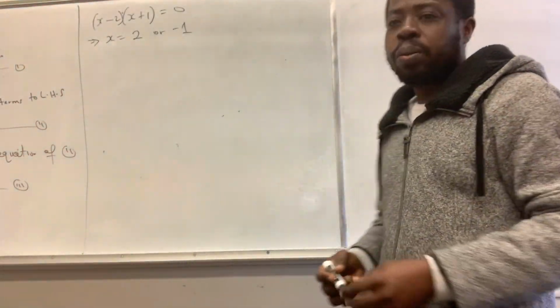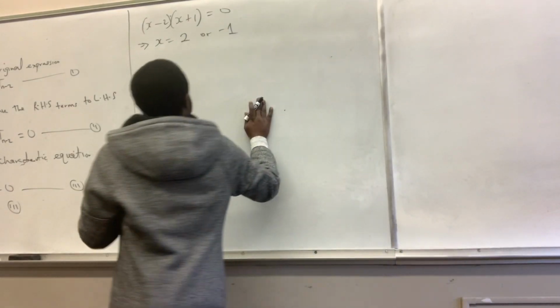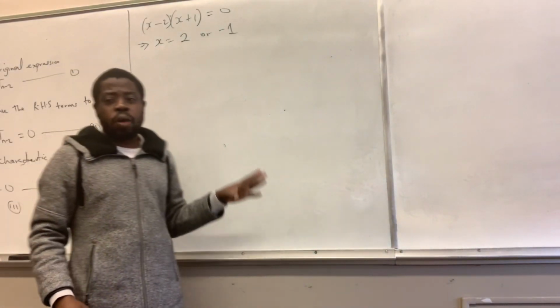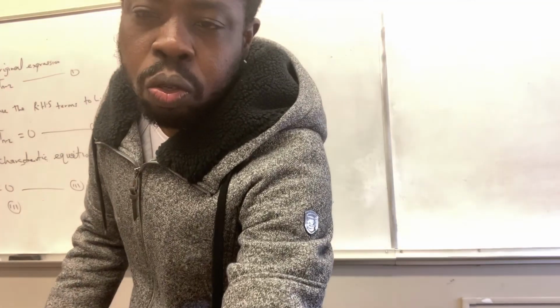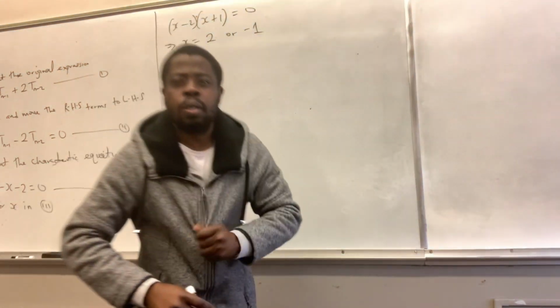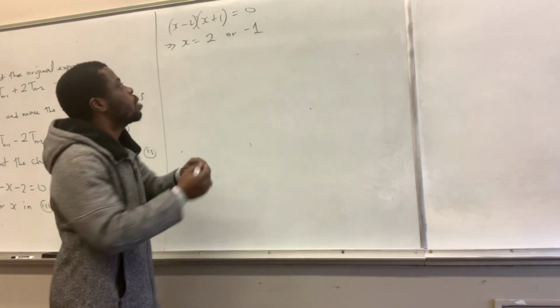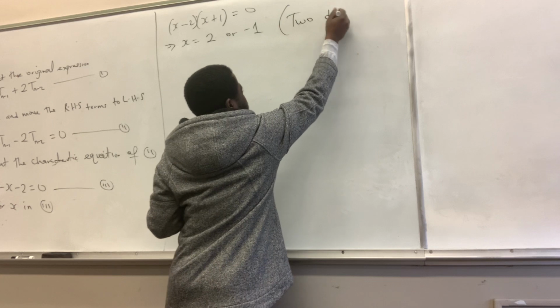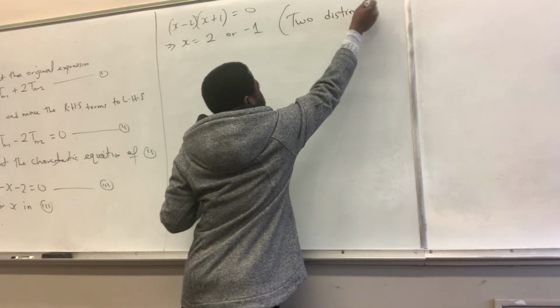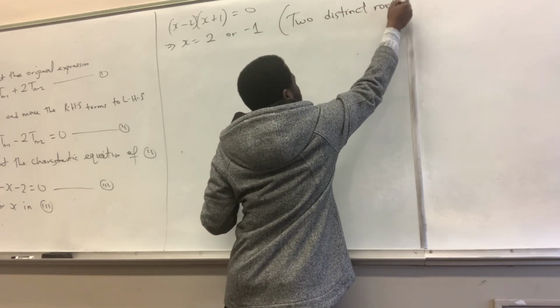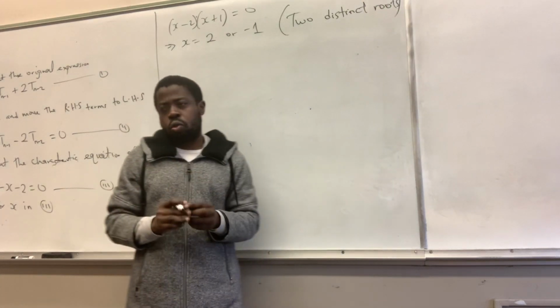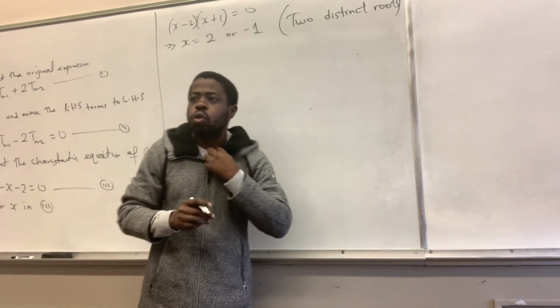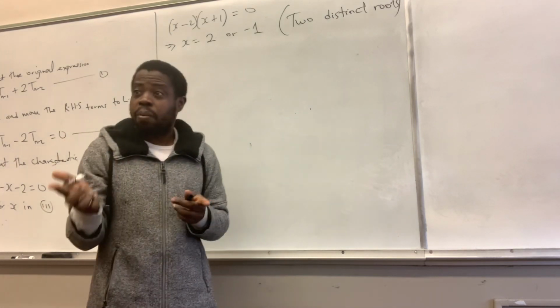Okay, so now we've got different roots, right? So this is what? Two distinct roots. Now, when you have two distinct roots, there's a formula for that, right?